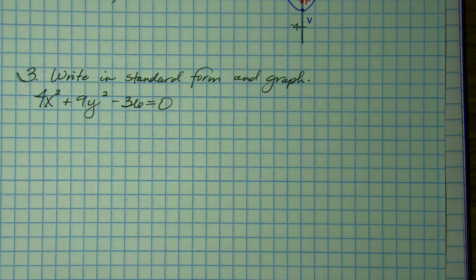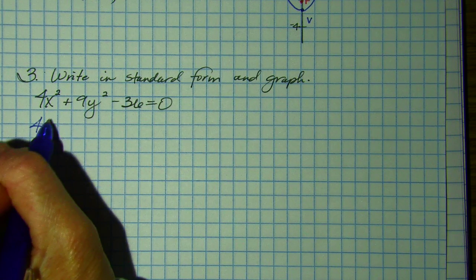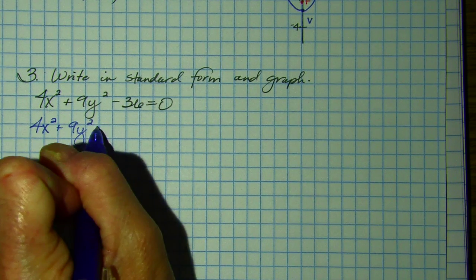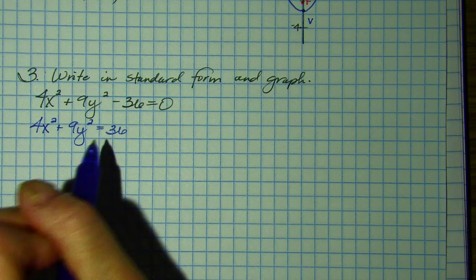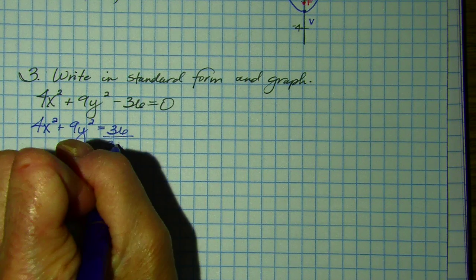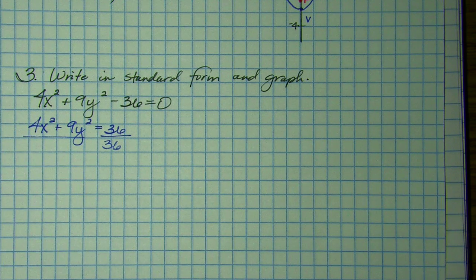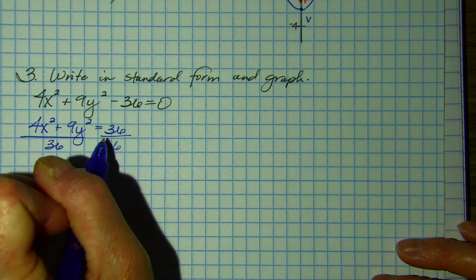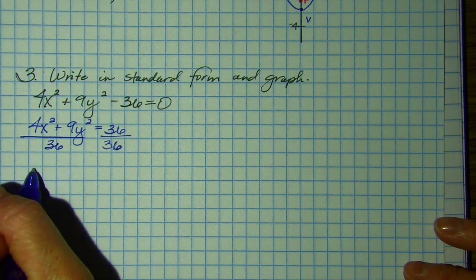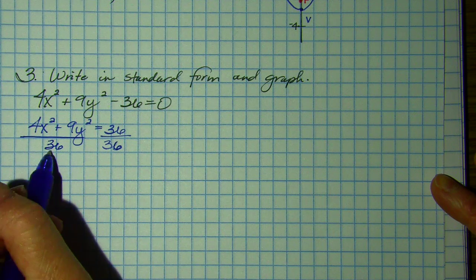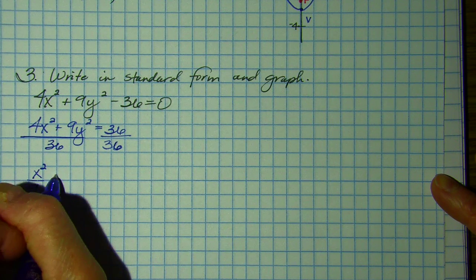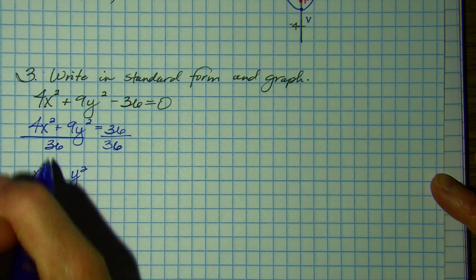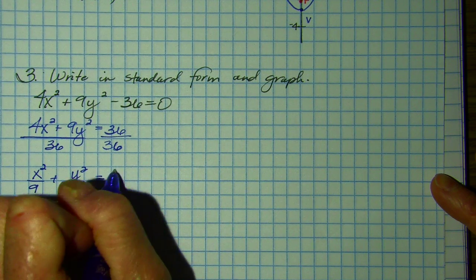All right, so I need that right-hand side to equal 1. So the first thing we're going to do is add the 36. So this is now 4x squared plus 9y squared equals 36. And then to get it to equal 1, I have to divide by itself. All my pens are dying lately. And so I'm going to rewrite this. This is now 4 over 36 is x squared over 9 plus y squared. 9 over 36 is 1 over 4 equals 1.